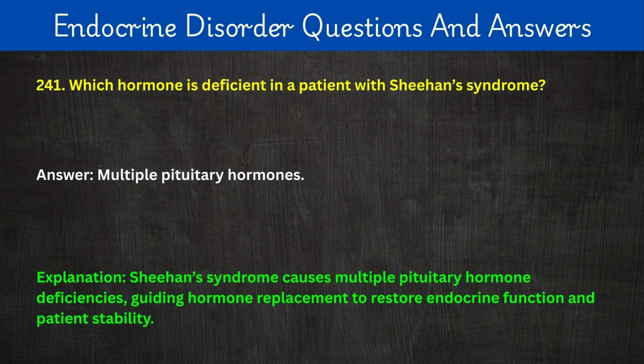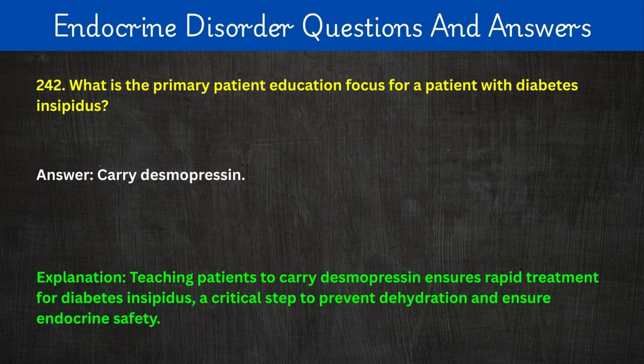241. Which hormone is deficient in a patient with Sheehan syndrome? Answer: multiple pituitary hormones. Explanation: Sheehan syndrome causes multiple pituitary hormone deficiencies, guiding hormone replacement to restore endocrine function and patient stability. 242. What is the primary patient education focus for a patient with diabetes insipidus?